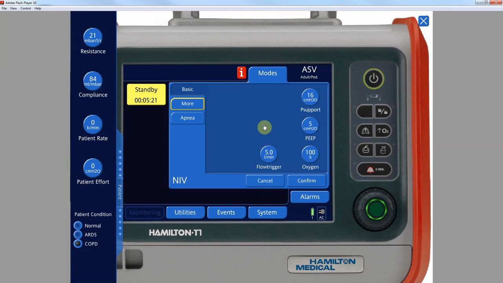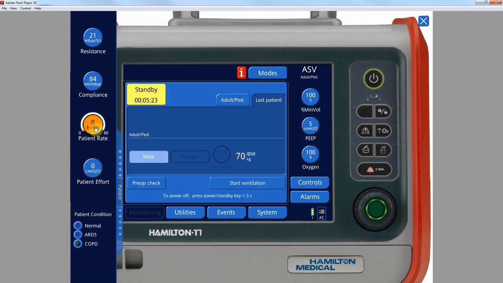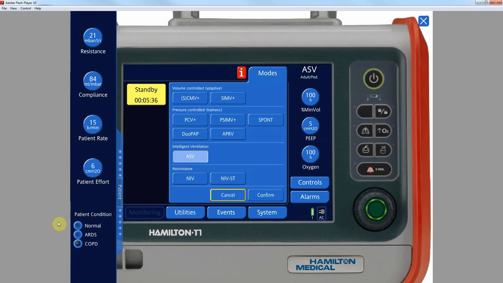I'm going to have to give the patient a spontaneous breath, or else it'll go into backup mode, and I'll show you that in a minute. We'll give them a little bit of effort to trigger it. So we're going to go into, let's give them a normal condition. We're going to go to NIV, confirm.